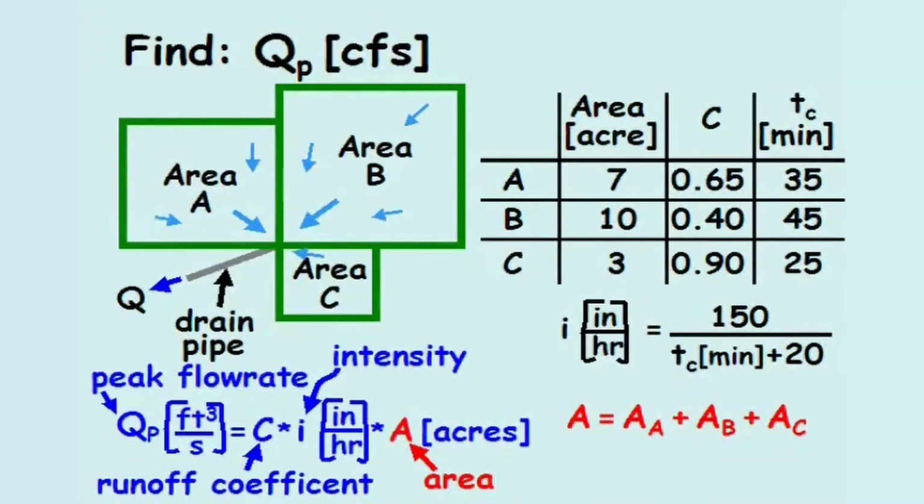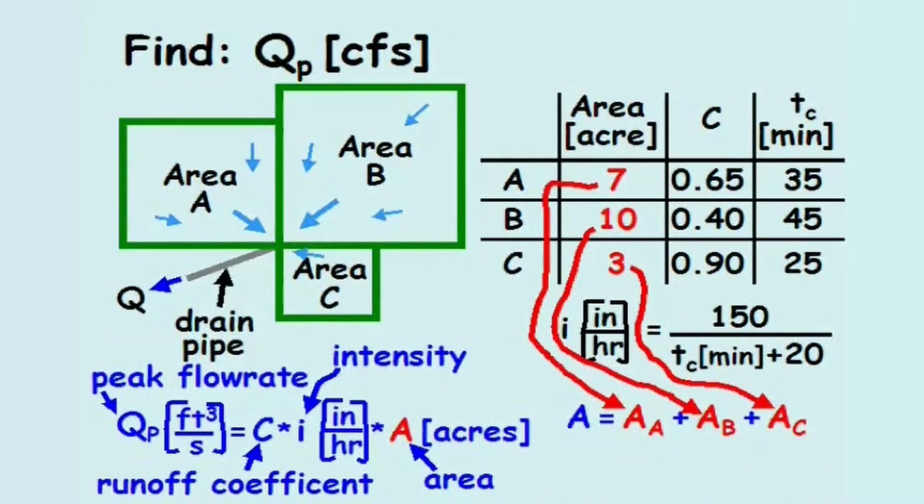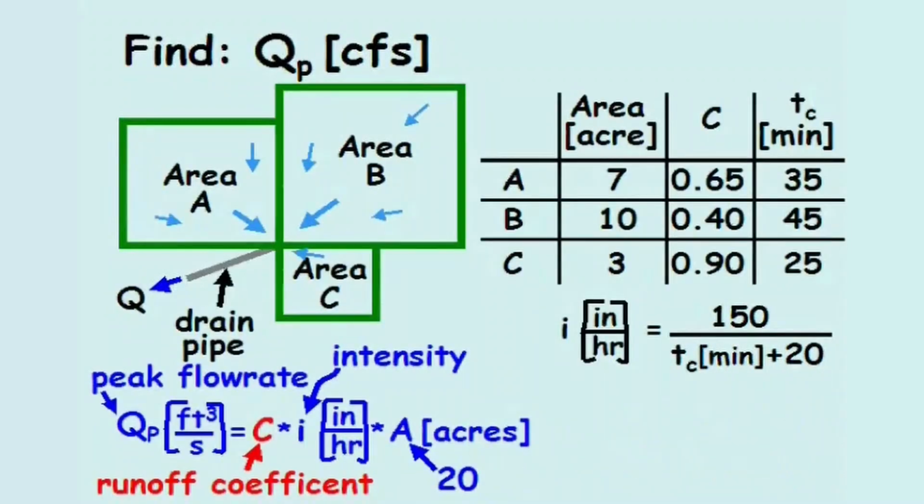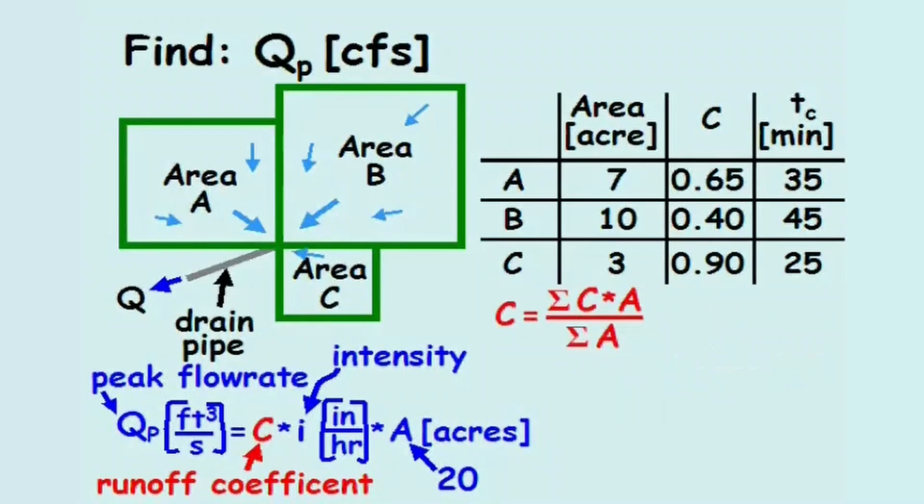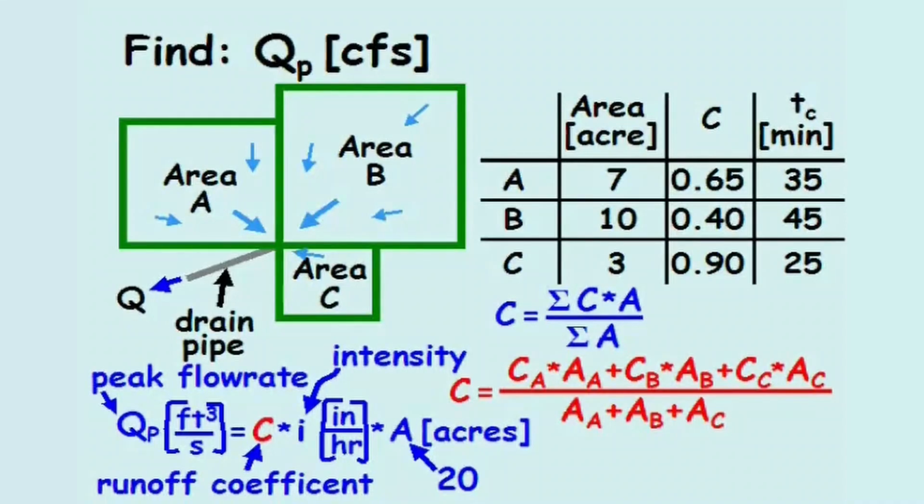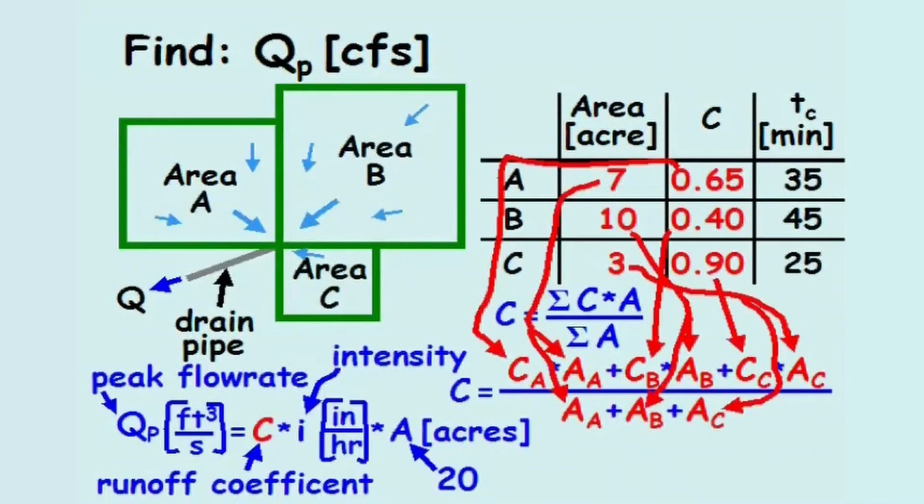The total area equals the sum of the watershed areas A, B, and C. After plugging in the values from the data table, we find the total area equals 20 acres. Next, we'll solve for the runoff coefficient, C, which equals the average of the runoff coefficients from the contributing watersheds weighted by the area. Plugging in the values for C and A, the weighted C value equals 0.563.